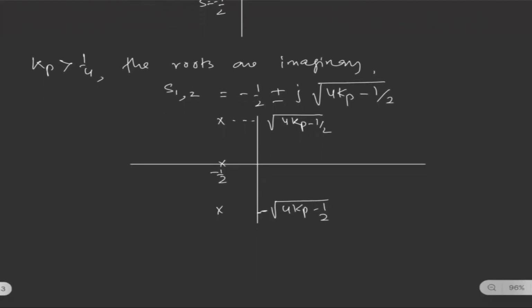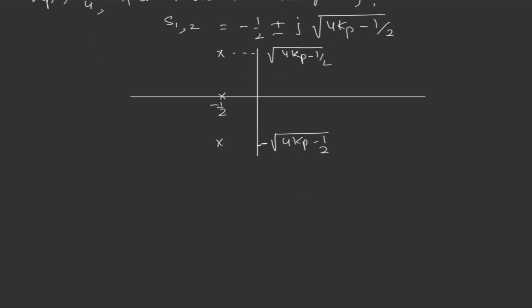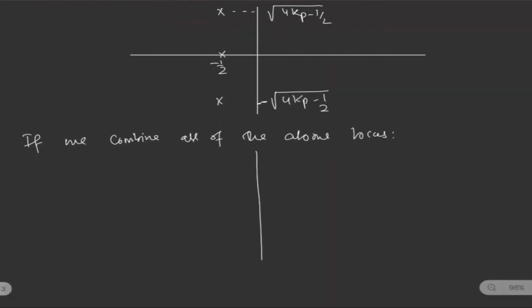And again, if you combine all the conditions in one spline, let's look. If you combine all of the above locus, we can draw it in a spline.